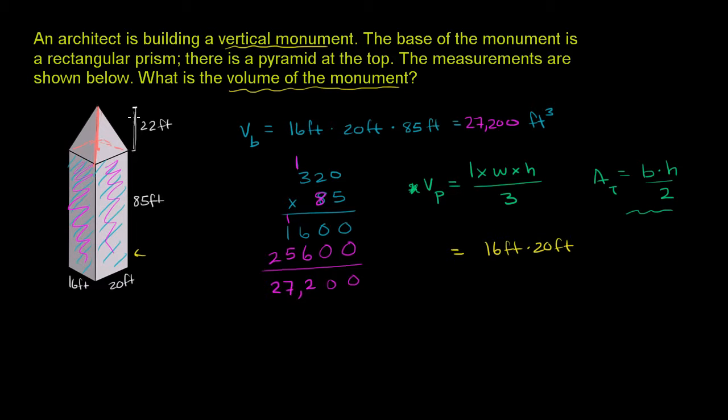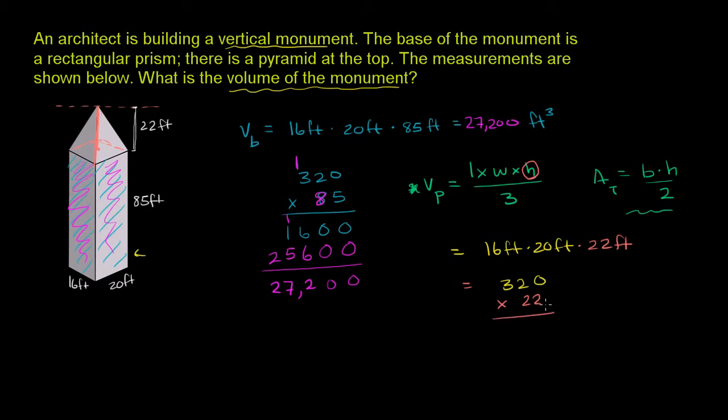And they gave us that height at 22 feet. So this is from the top of the base. If we were to go straight up, not along this edge, if we were to go straight up to the same height as the top of the pyramid, that is 22 feet. So the height over here is 22 feet. So that gives us, it's going to be 320 times 22. So let me write that down. This is going to be equal to 320 times 22.